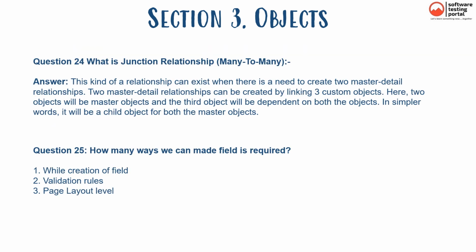Question 24. What is junction relationship? This kind of a relationship can exist when there is a need to create two master detail relationships. Two master detail relationships can be created by linking three custom objects. Here, two objects will be master objects and the third object will be dependent on both the objects. In simpler words, it will be a child object for both the master objects.